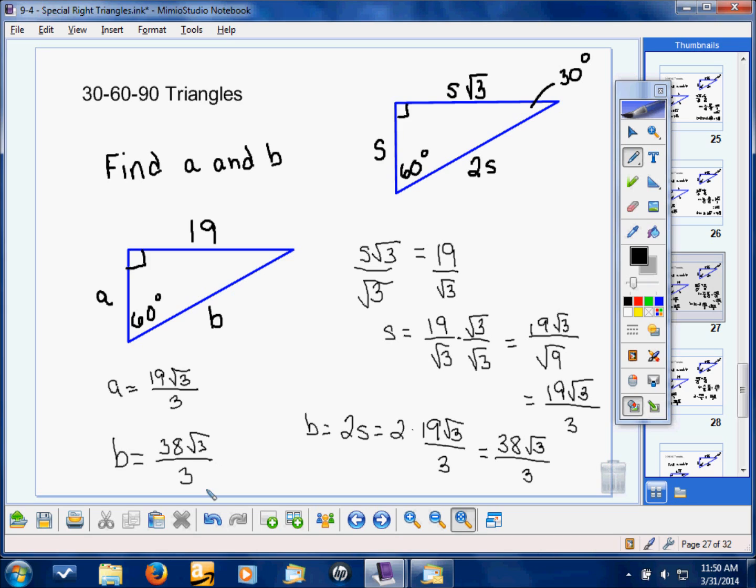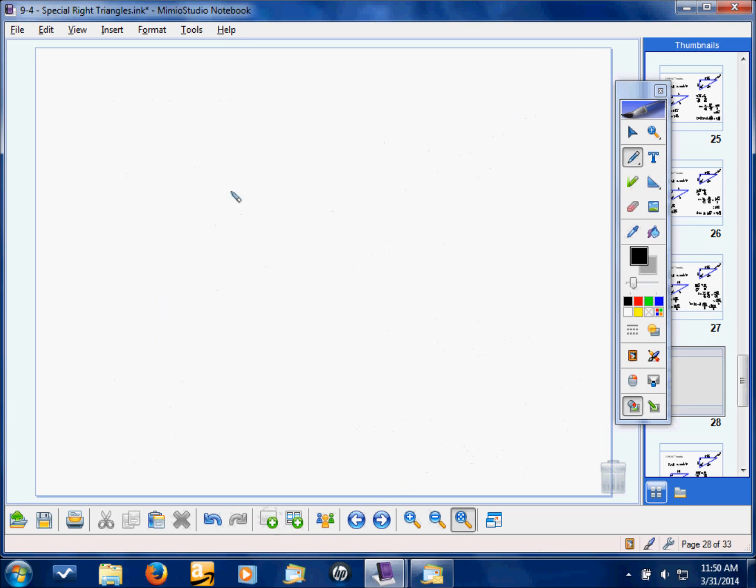Why is it only 2 times 19, not 2 times the square root of 3? It's actually 2 times the whole thing. But these are not added, so you don't distribute when it's not added. It would be like if you had 2 times 3 times 5, right? Would you multiply the 2 times the 3 and the 5? No, you would just multiply 2 times 15, right? Yeah. Okay, so it's the same thing.